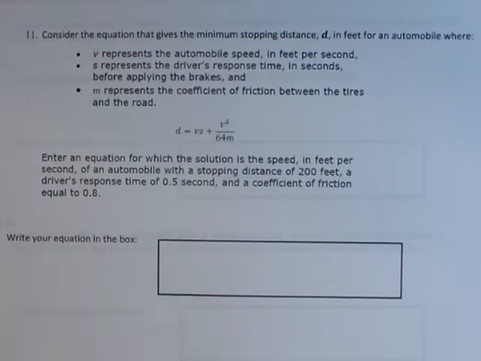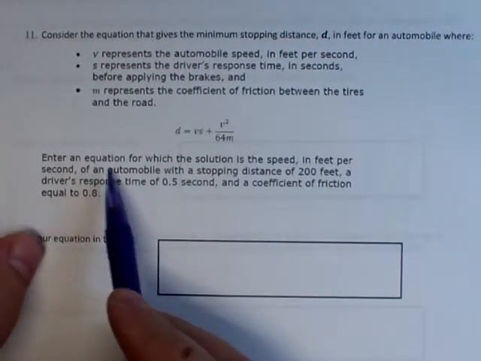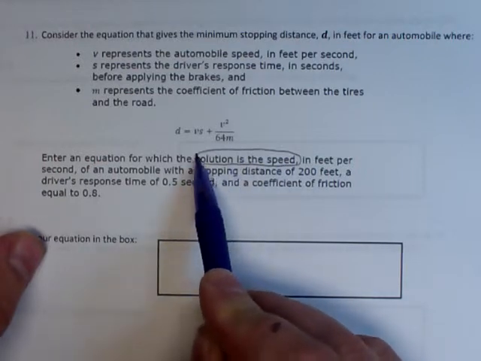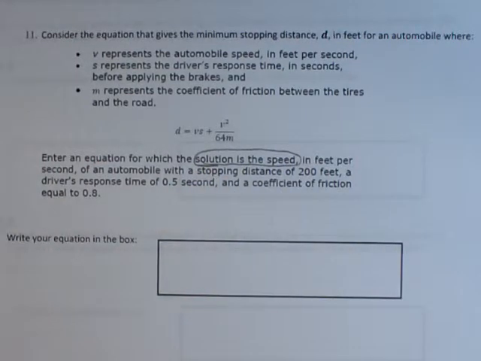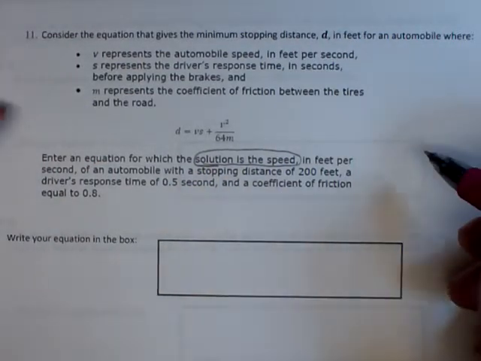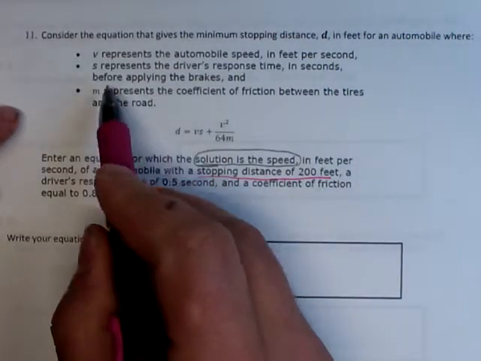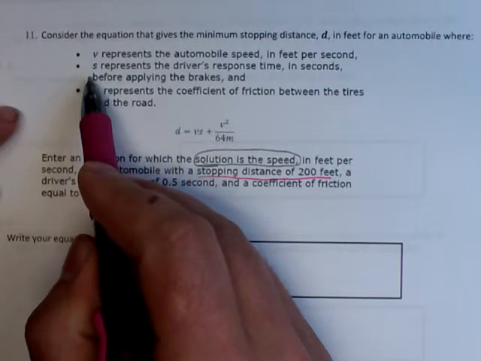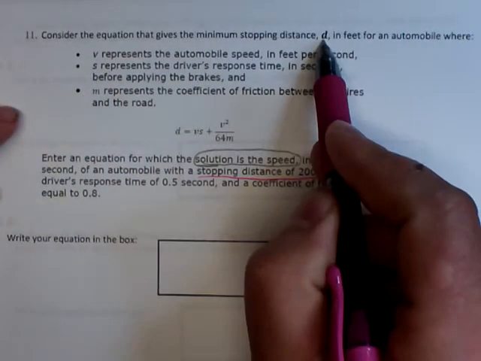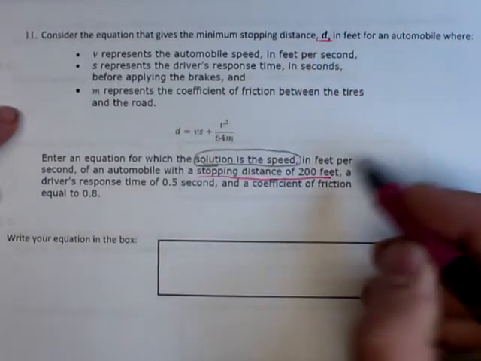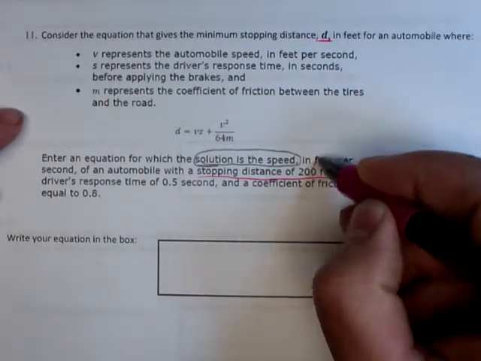Okay, so an equation for which the solution is the speed. This is kind of a confusing statement. I'm going to return to this in a moment. But really all that's happening here is they're telling us the stopping distance. We recognize that the stopping distance is which variable? D. Stopping distance is d. So this 200 is going to go in for d.